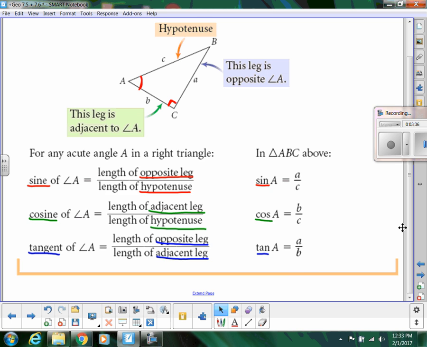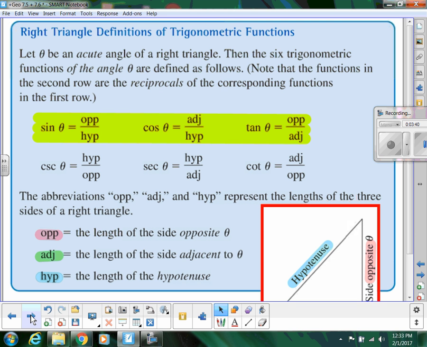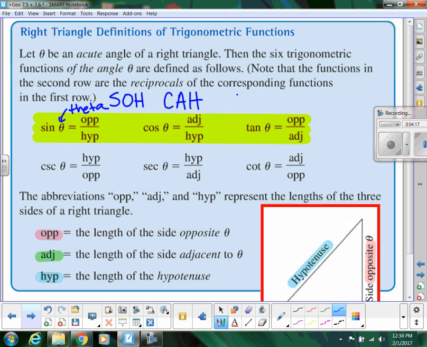Okay? Now, what does that mean? Well, we've got some more abbreviations. So the sine of whatever angle we're using, this is the Greek letter theta. We'll use theta quite a bit instead of angle A or something like that. So sine of theta is opposite over hypotenuse. OPP is opposite, HYP is abbreviated for hypotenuse. So here I want you to think sine is opposite over hypotenuse. Cosine is adjacent over hypotenuse. And tangent is opposite over adjacent.